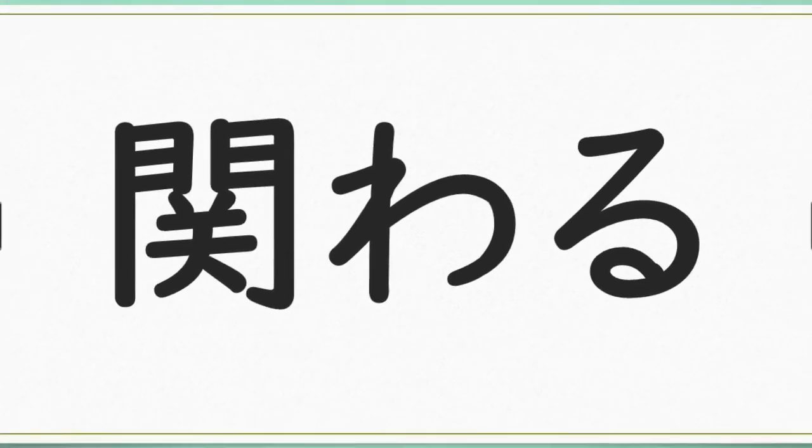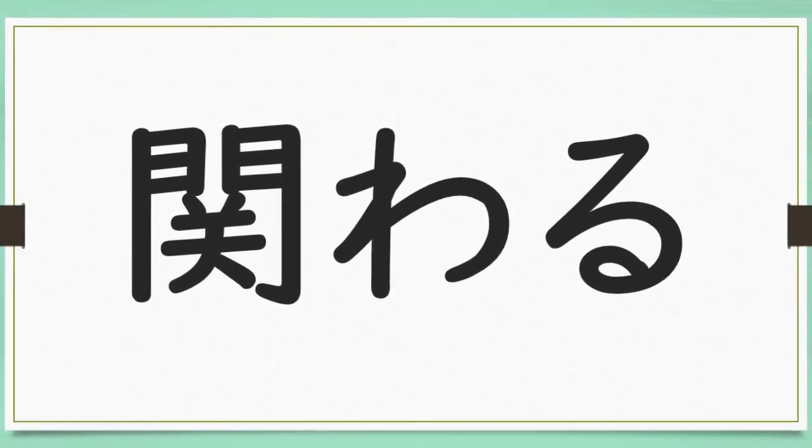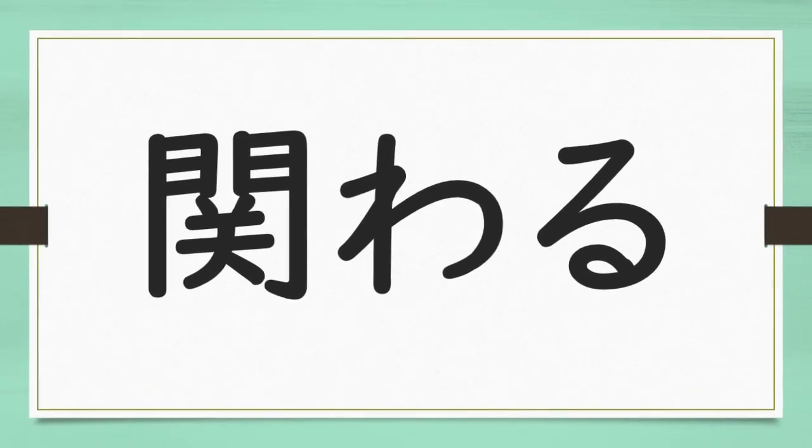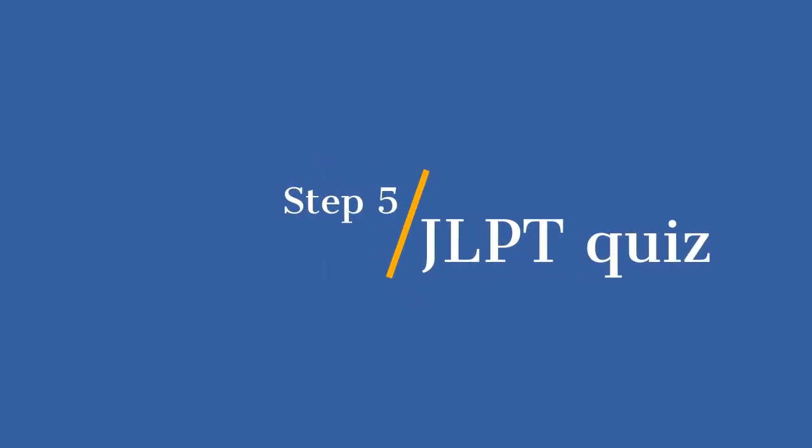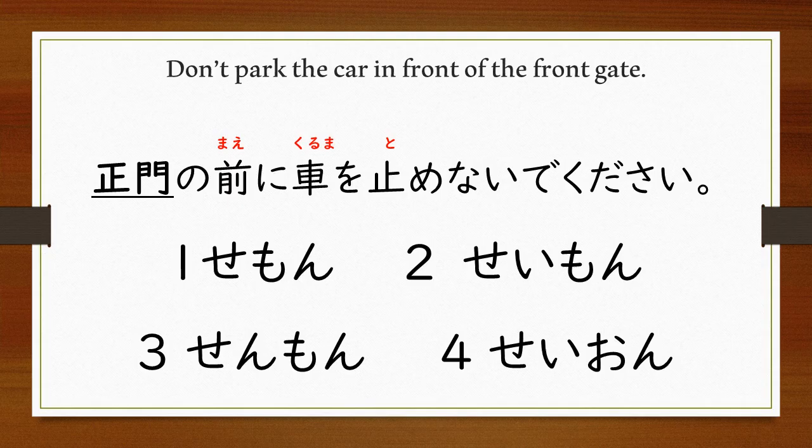Affect: 関わる. Step 5, JLPT quiz. You have 3 questions. For each question, you have 10 seconds to answer. Choose the right answer from the choices.